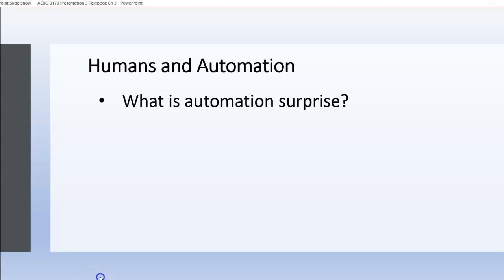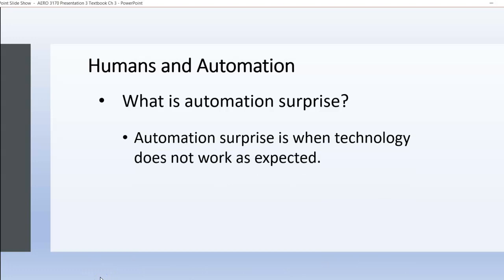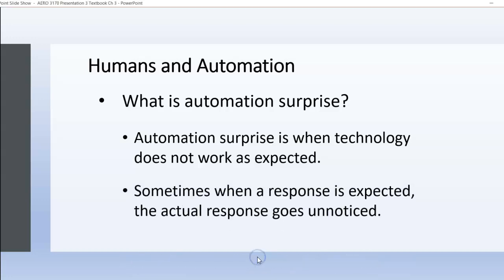What is automation surprise? It's when technology doesn't work as expected. So an example may be when a pilot sets the autopilot to follow a course, and for some reason the autopilot does not follow the expected course. Sometimes when the response is expected, the actual response goes unnoticed.